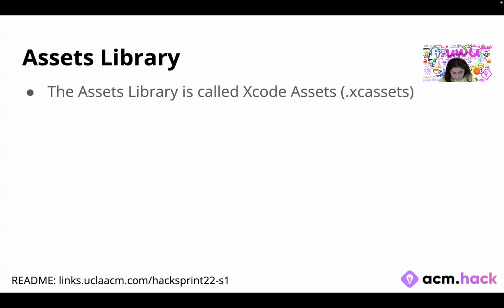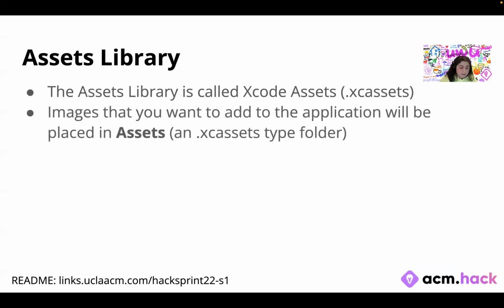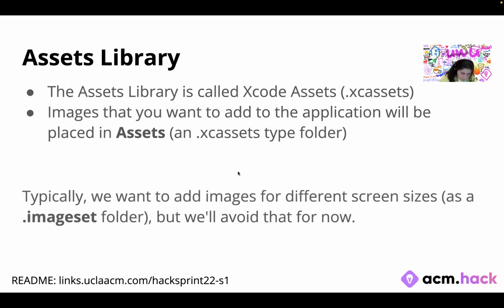The assets library is called Xcode assets. And what this is, is that images that you want to add to the application will be placed in there. So it's just this large folder called assets that contains all the images that we would want to have. And it can be a little bit complicated because typically we want to add images for different screen sizes as something called image set, which don't worry about that. We'll avoid that for now. And we'll just add one PNG in just to show that you can add these images.